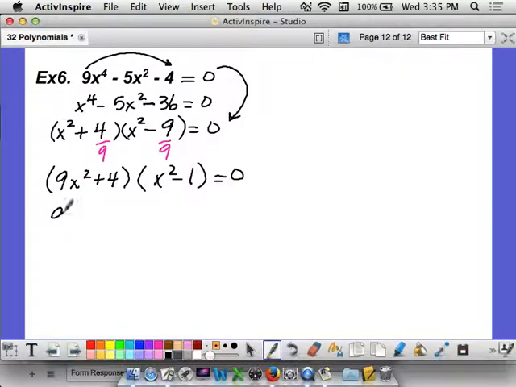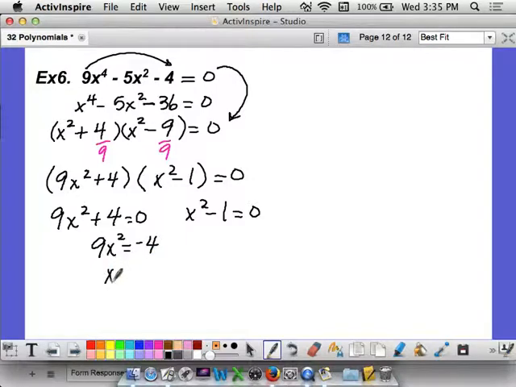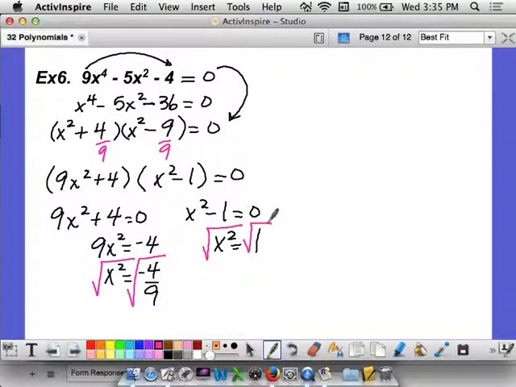Set each one of these equal to 0. 9x squared plus 4 equals 0, and x squared minus 1 is equal to 0, and solve. 9x squared is equal to negative 4. Divide by 9. Here, add 1 to both sides, and we've solved for x squared. To undo a squared, you're going to take the square root. And every time you take the square root of both sides, you cannot forget that it is plus or minus.